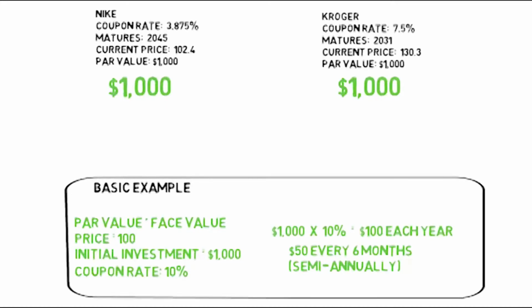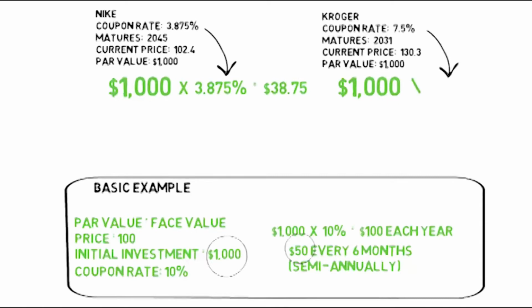You would receive this until the maturity date, where on the maturity date, in addition to your final interest payment, you would receive back the par value of the bond, in this case $1,000. So in looking at the Nike bond, the 3.875% tells you that for the $1,000 invested, you would receive $38.75. For the Kroger bond, the 7.5% coupon tells you would receive $75 a year.